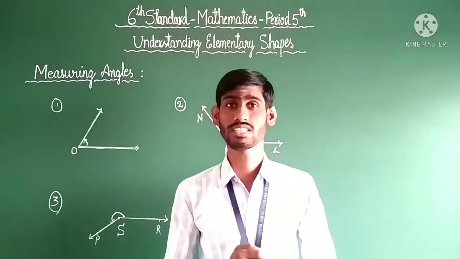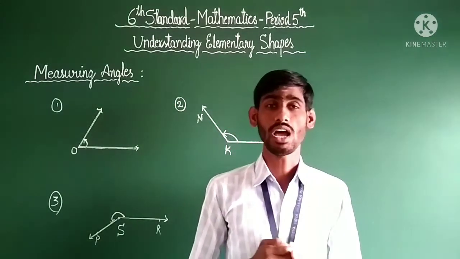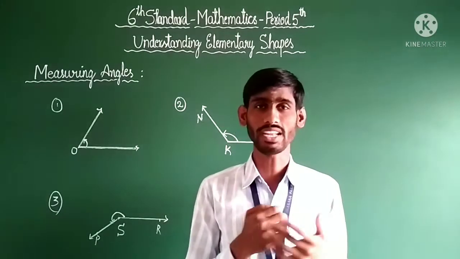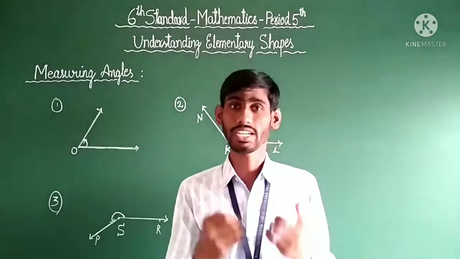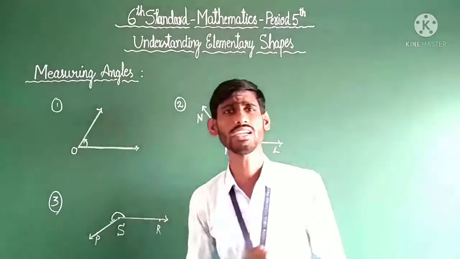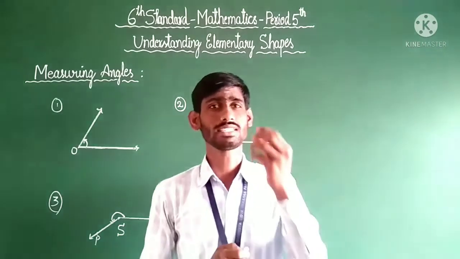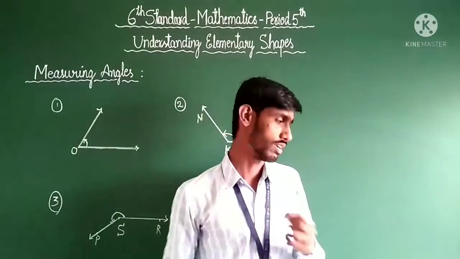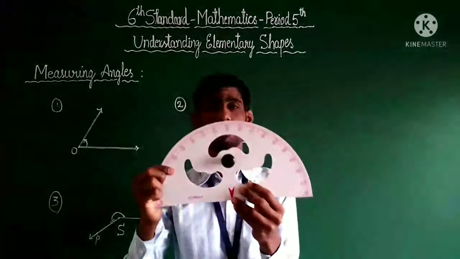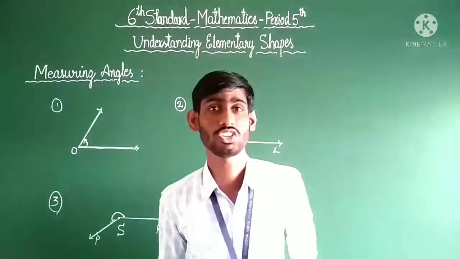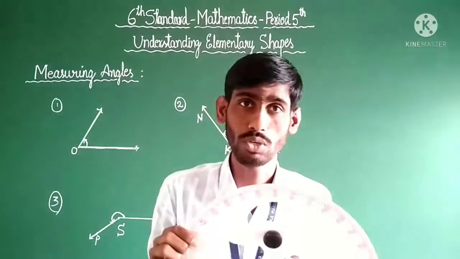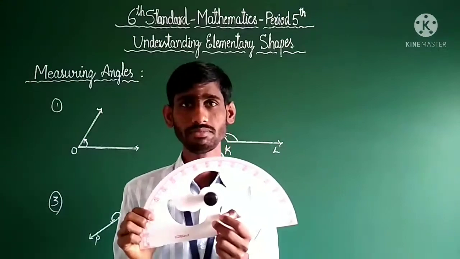Dear children, we were discussing in the last period about acute angle, reflex angle, straight angle, right angle. Let us now discuss measuring angles. How do we measure angles? There is a particular ready-made instrument, the name of the instrument is protractor. The pronunciation is protractor. With the help of the protractor, we can measure the angles.